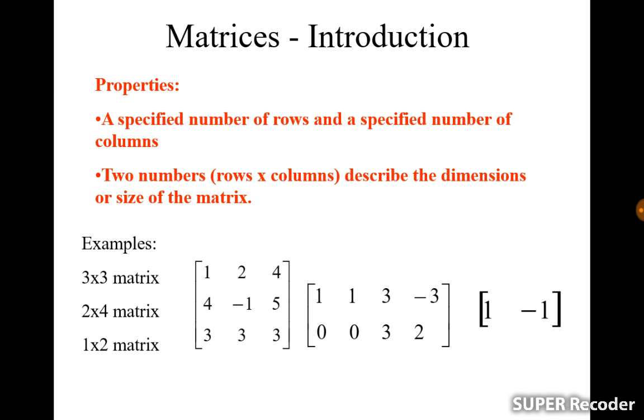Matrix properties. Property number 1: a specified number of rows and a specified number of columns. Number 2: the number of rows and columns describe the dimension or size of the matrix. Example: 3 by 3, 2 by 4, 1 by 2.